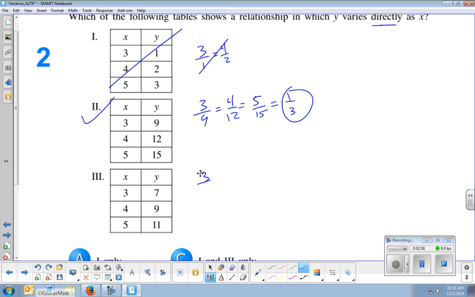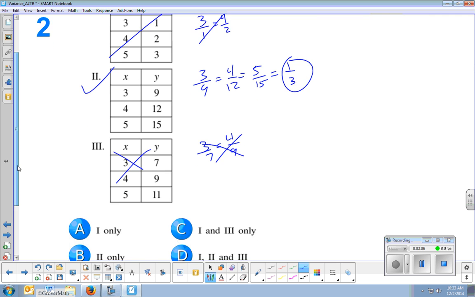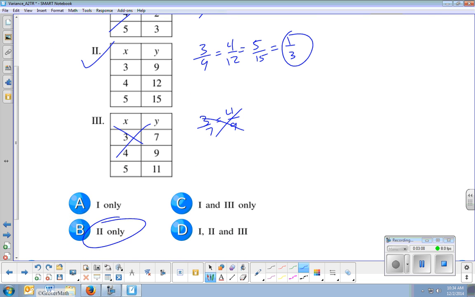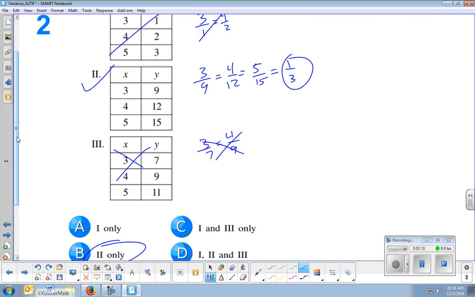3 over 7. Is that equal to 4 over 9? Let's see, that's 28. That's 18. No, that doesn't work either. So only choice 2 works here. So you basically just create fractions out of the x and y rows that they give you in this table and see if it's proportional. See if it cross multiplies. See if each fraction reduces to be a constant, in this case 1/3.